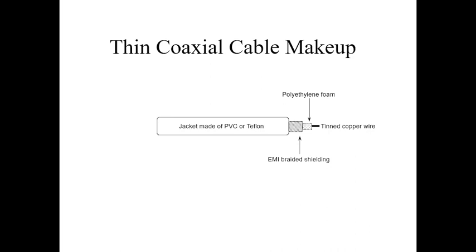And thin coaxial cable makeup. It has a jacket of PVC, and the polythene film we are using, thin copper wire. This is called the EMI braided shielding, and this is called the polythene film, and this is the thin copper wire we are using. This is the jacket of PVC or Teflon we are using for this one.